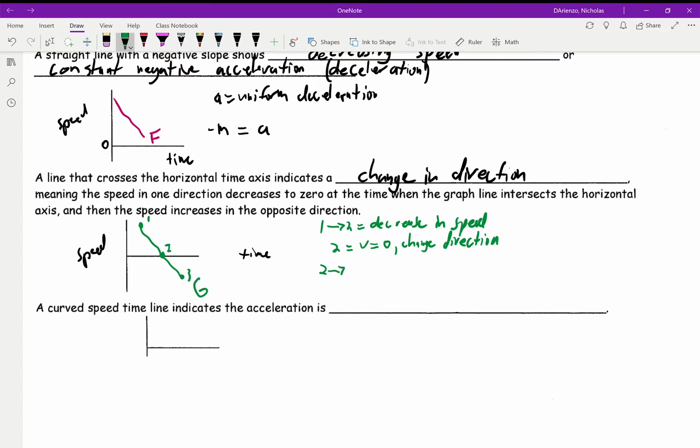From points 2 to 3, we now have an increase in speed as our velocity gets more negative, but again, the negative indicating the direction, so we have an increase in speed in the opposite direction. The magnitude of our velocity is getting higher. The sign is negative, but that is just indicating our direction. So at point 2, we change direction and we start to increase our speed in the opposite direction.